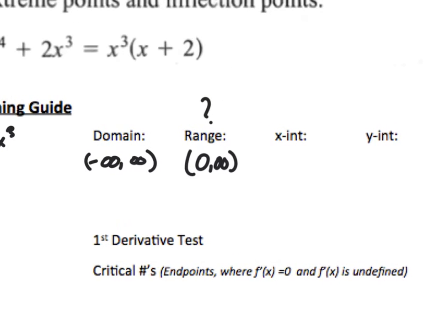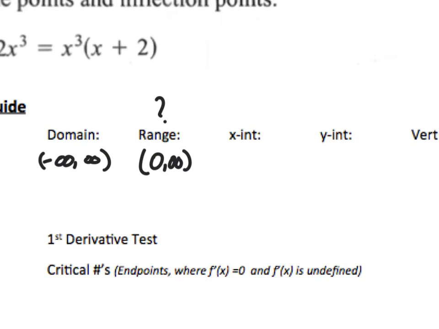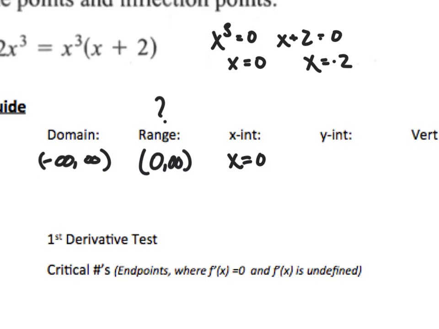Let's talk about x-intercepts. To find the x-intercepts of my function, I'm going to set my function equal to 0. So I take x cubed, set that equal to 0, and set x plus 2 equal to 0. So I get x equals 0 as an x-intercept, and I get x equals negative 2. All I'm doing is setting my function equal to 0 and solving for x, but that's important because we need to know where those points are on the graph.